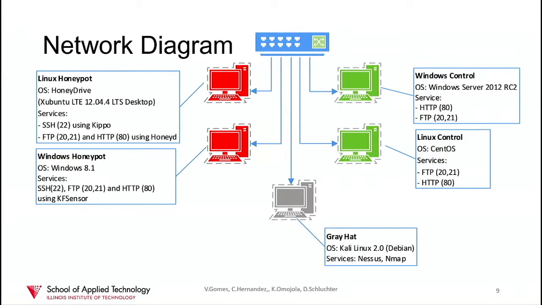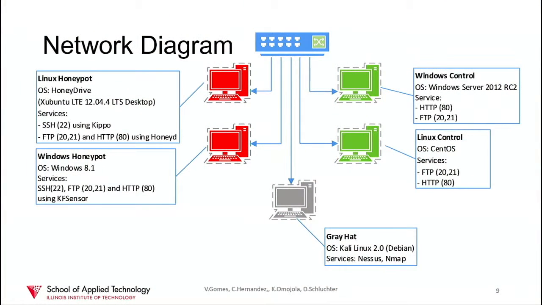So this is our network diagram. On the left-hand side, the machines colored in red on the slide are the honeypot systems. We have 2 of them, one's a Linux machine and the other one's a Windows. On the right are the control machines, the green ones, and the gray one at the bottom is the gray hat. That's where all the fingerprinting takes place from. It runs Kali Linux, which is a Debian distribution designed for network security and forensics.